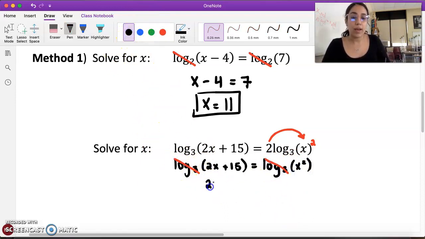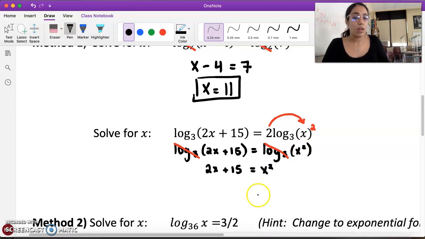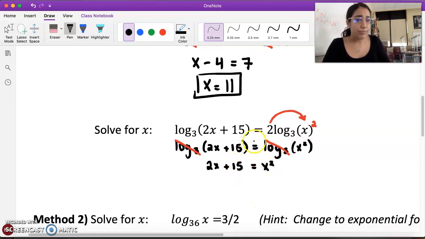And so I get 2x plus 15 is equal to what? x squared. What kind of equation is this? This is a quadratic equation. So now I just solve it using my quadratic properties. I'm going to bring these over, factor, and solve. So I'm going to get 0 over here, x squared minus 2x minus 15, right? Because I just subtracted these two over.